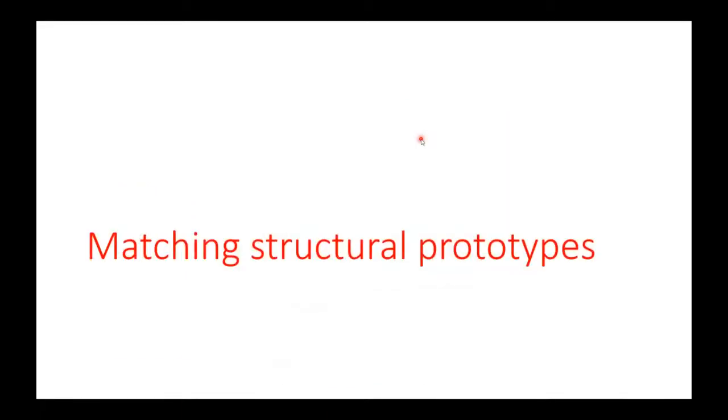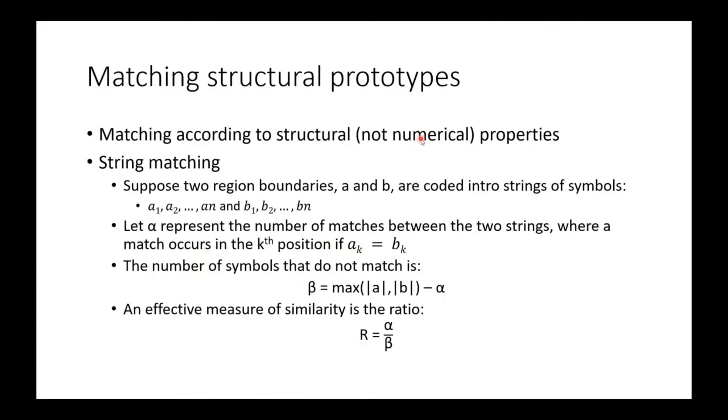Okay, another method is matching structural prototypes. We've seen a couple of lectures ago a number of string descriptions of features. It was last week or two weeks ago when we talked about the feature descriptions. So we can describe a boundary as a string. Remember, we talked about those boundary codes. So this method works by just doing string matching on those codes for representing boundaries.